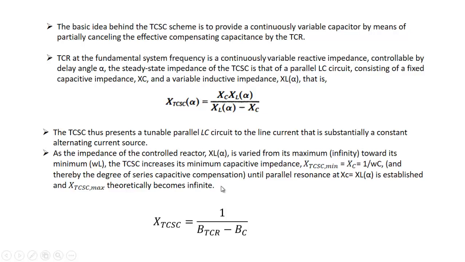What does this mean? That means when XL is varied from the maximum value, that is infinity, it will be infinity when BTCR is 0, and we know that BTCR will be 0 at alpha equal to 90 degrees or 180 degrees with respect to the origin. So in that case, this will be infinity. When this is infinity, BTCR will be 0, so XTCSC will be equal to only XC, that is equal to 1 by omega C. The magnitude will be 1 by omega C. We are not taking into consideration the value of the minus sign at that time.